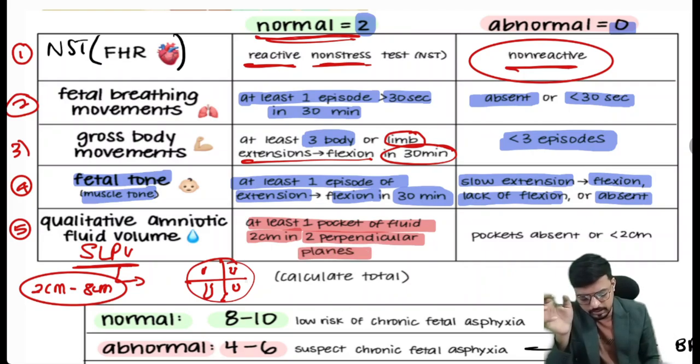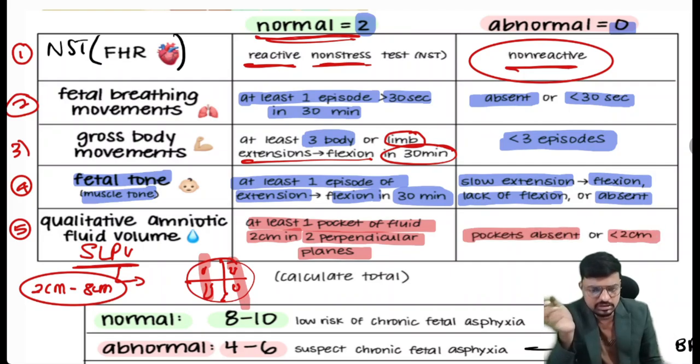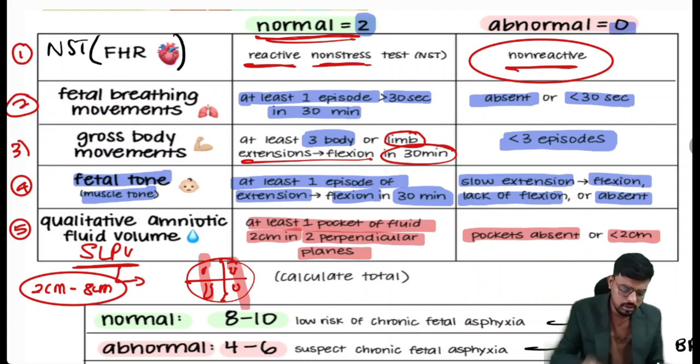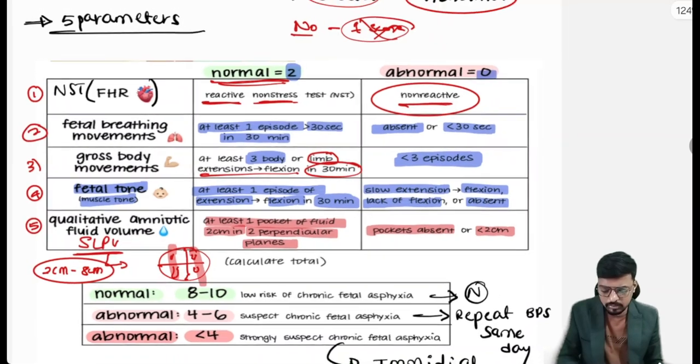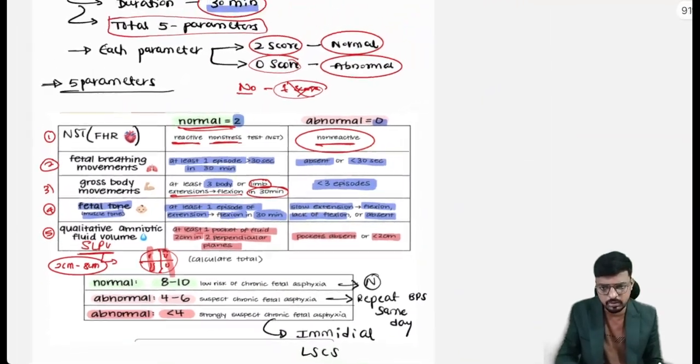That is what I told: one perpendicular plane, another perpendicular plane. In the two perpendicular planes, if we are getting at least one pocket of more than 2 centimeters, we will give 2 marks. If the pocket is absent, or the pocket depth is less than 2 centimeters, we will give a 0 score. This is the Manning score, or what we can call the biophysical score, that we are using here.